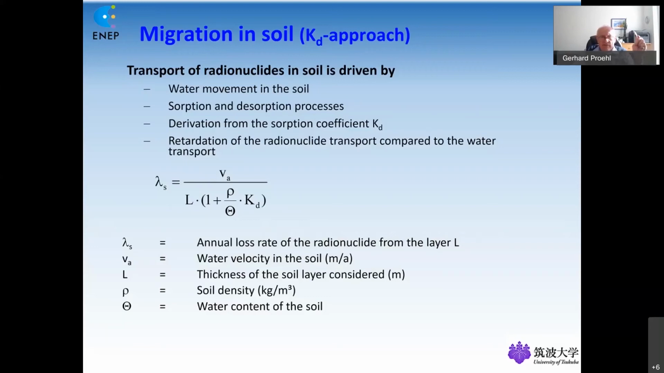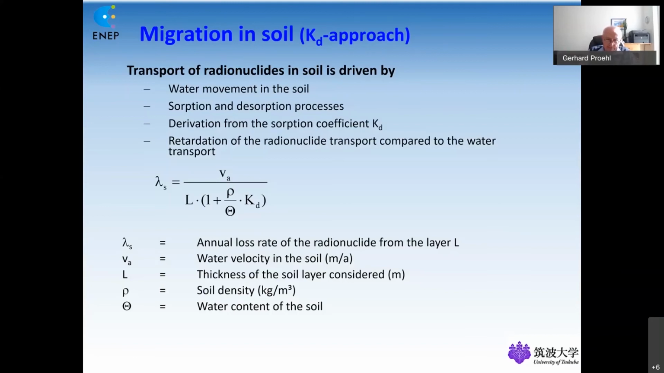So the migration of radionuclides in soil is also an important long-term process. The transport of radionuclides in soil is driven by the water movement in soil and by sorption and desorption processes. And usually migration is derived from the sorption coefficient KD, and the KD is used as a key quantity in this equation, whereas the lambda in soil depends on the water velocity in the soil, thickness of the considered soil layer, the soil density, and the KD. So the KD describes the relation of the radionuclides against the water.